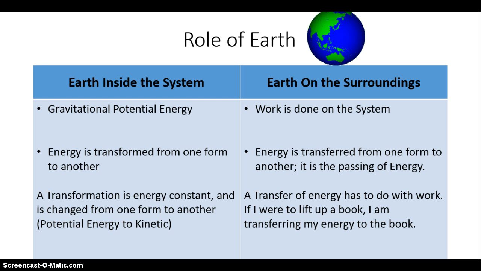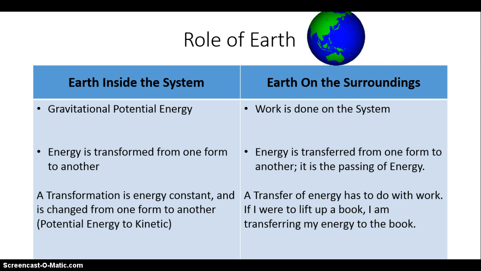When Earth is inside the system, it creates this energy called gravitational potential energy. For example, if we had a roller coaster and we define the system to be the roller coaster and the Earth inside the system, then as the roller coaster increases in altitude, its gravitational potential energy increases because it has a greater potential to fall back to Earth.